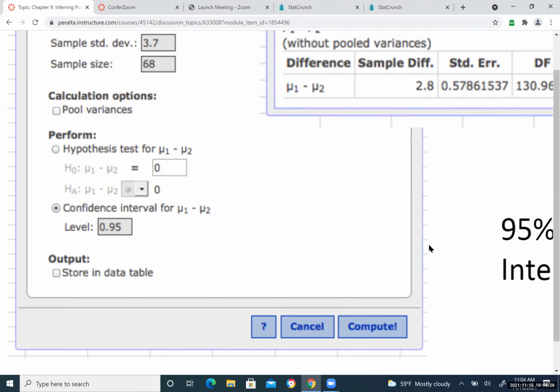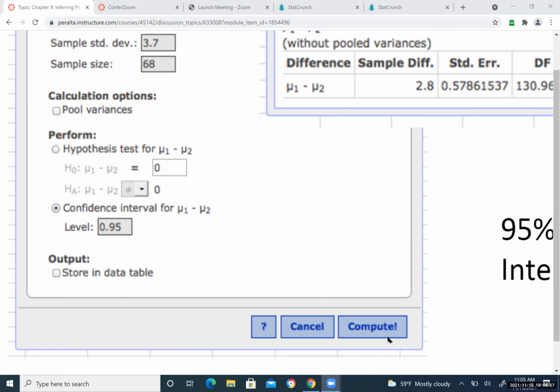But if they're asking for the hypothesis test, then you click on the first box, right? Click on that box. And the case here is not equal to. You click not equal to, 0 stays, then you click compute. But this time they're asking for the confidence interval first, so let's check that out.